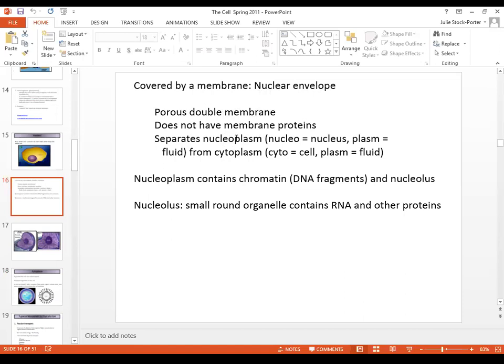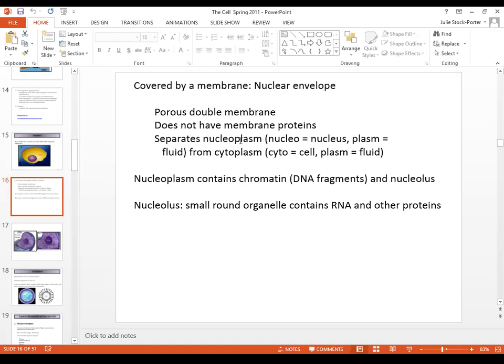Again, plasm is fluid, nuclei referring to the nucleus, fluid in the nucleus, nucleoplasm, from cytoplasm, again, cyto, cell, plasm, fluid, the fluid within the cell. So the nuclear envelope just separates the nucleoplasm, the liquid inside the nucleus, from the liquid inside the cell.